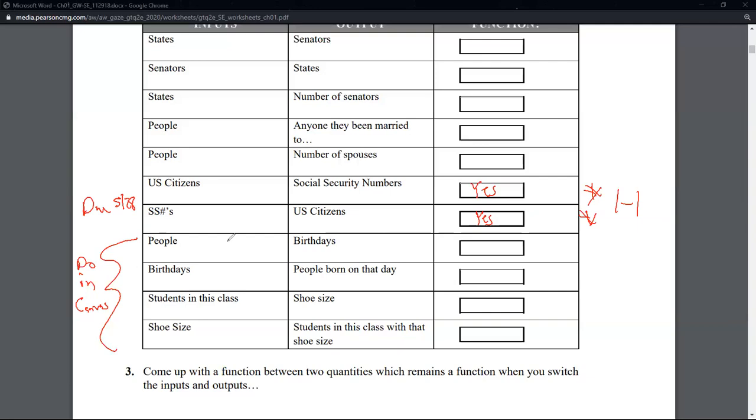So people to birthdays and birthdays to people born on that day, then students to a shoe size, and then shoe size to students. Think very carefully about these 4. Just because it works one way doesn't mean it works the other way, because we saw in this one it did, but earlier when we did the states and senators and swapped them, it didn't. So I'm not telling you whether these work both ways or just one way, but I will say that each of these pairs works at least one way.